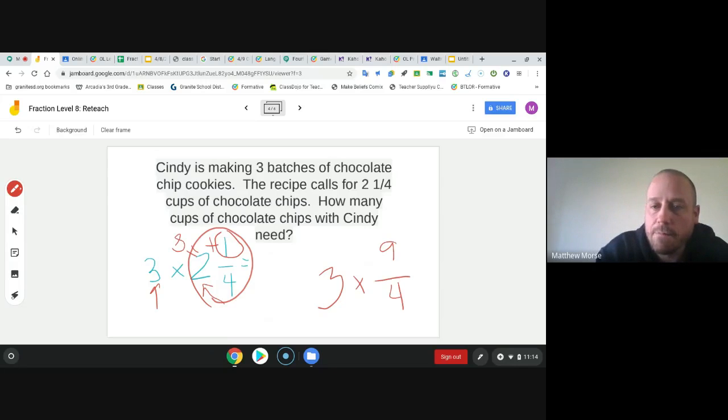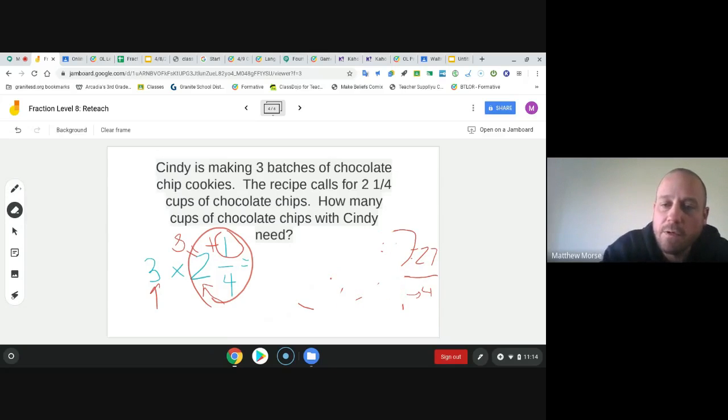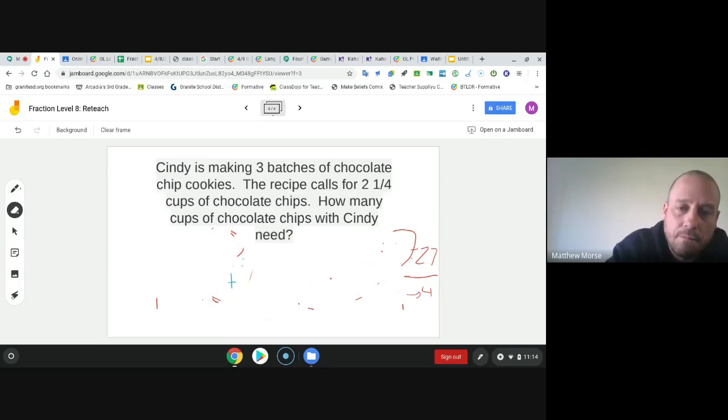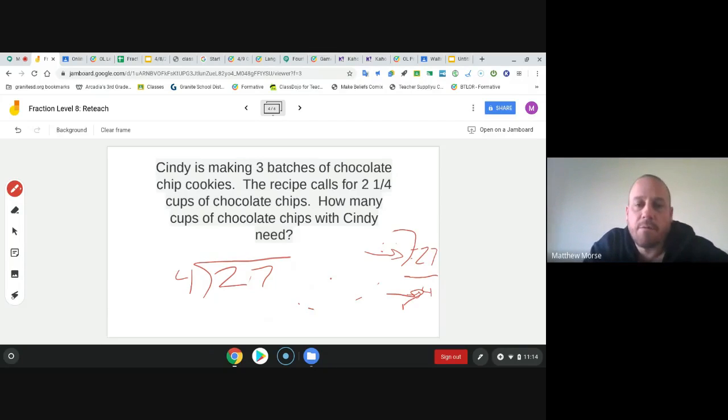Okay, second step, you're going to multiply 3 times 9/4. You do that. 3 times 9 equals 27. And your denominator stays the same at fourths. So you have 27 fourths now. Okay, now you got to turn it back into a mixed number. 27 fourths into a mixed number. Okay, you're going to use division. So you take your numerator and you divide it by your denominator.